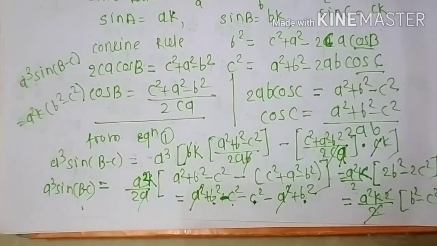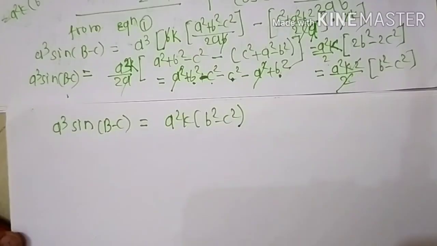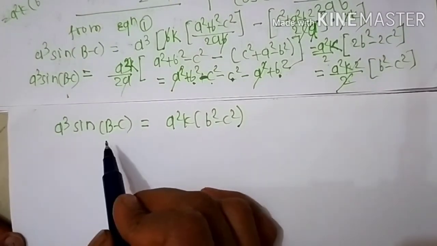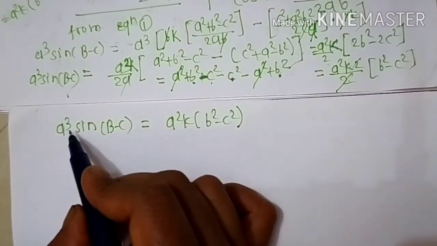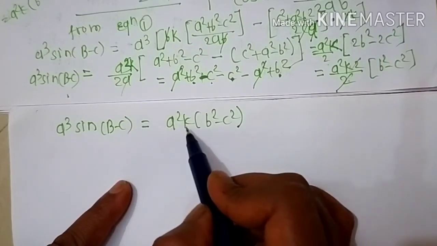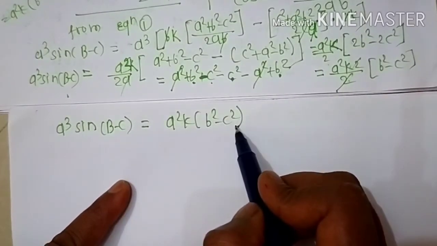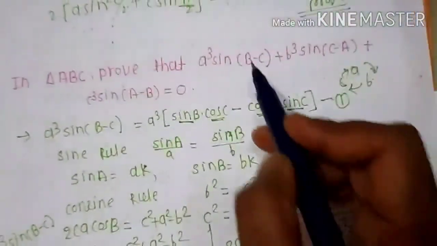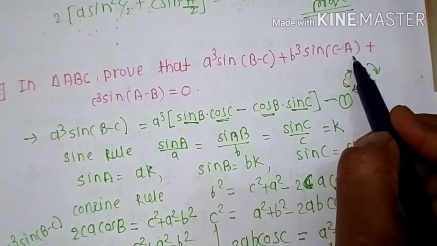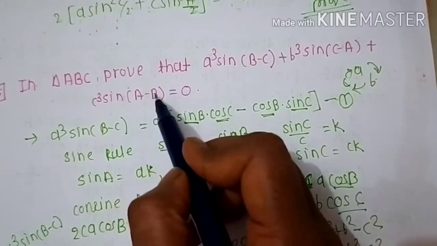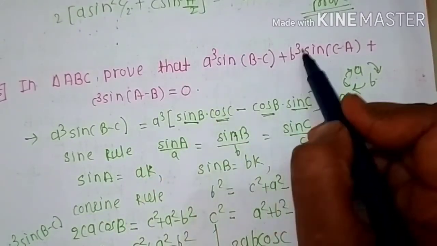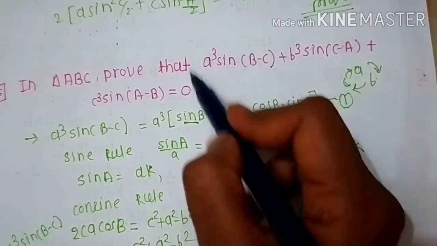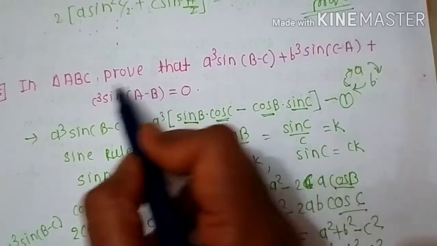Then in the same way we find the next values also. For the simplified term of a³ into sin(B − C), if here is a³ then here is a²k and b² − c². Then we want the value for the same thing for b³ sin(C − A) and c³ sin(A − B). Then we directly write the value from this first one, for the second term and third term also. That is, when there is a³, that is the value we get.